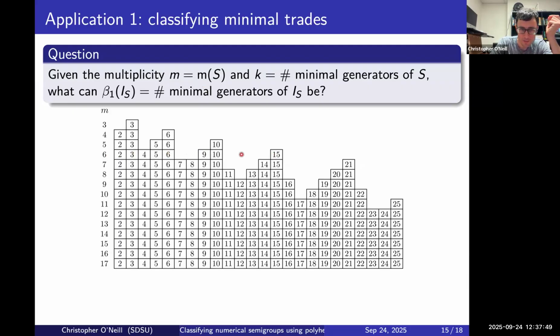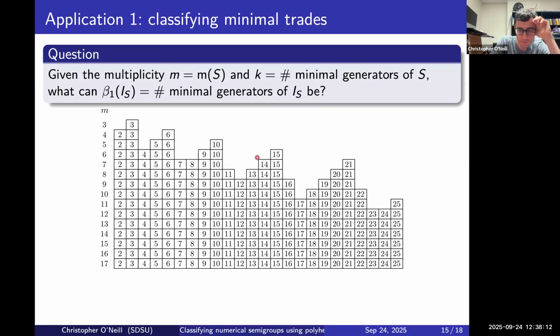For each of these, let's say m is 6, the largest number of trades you can have is m choose 2. That's why we get 15 out here. And in fact, it's understood which semigroups hit that upper bound. They're known as maximal embedding dimension. But which numbers of minimal trades below that are possible is very much an open question.